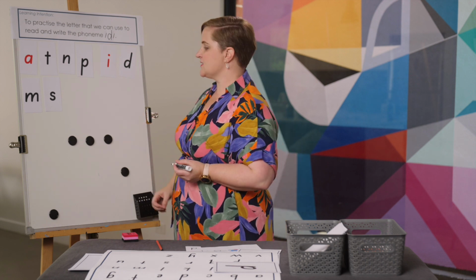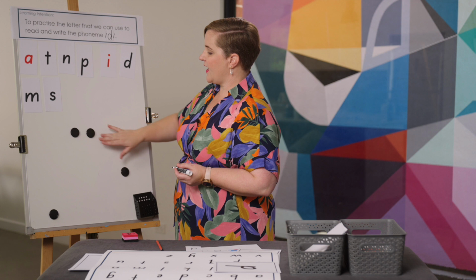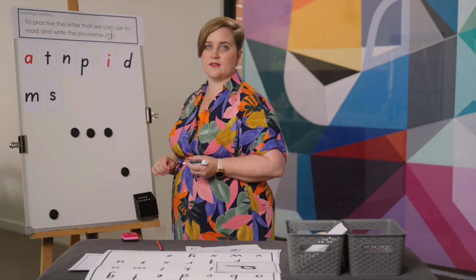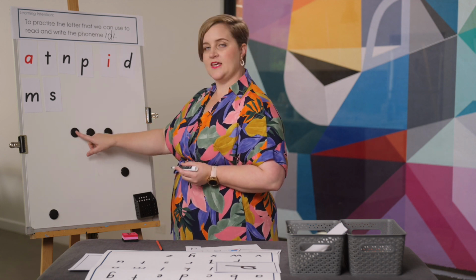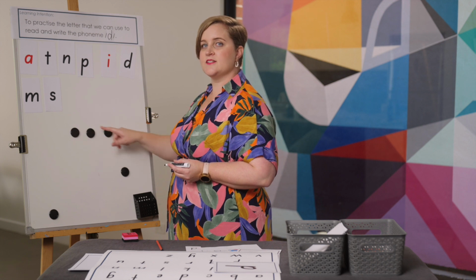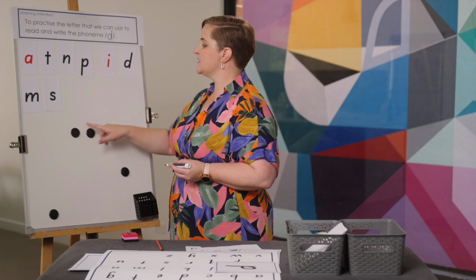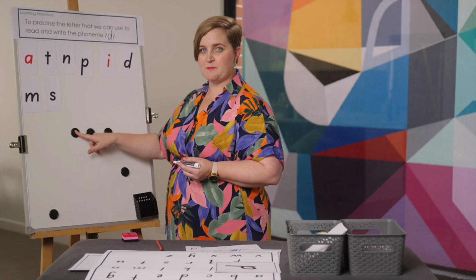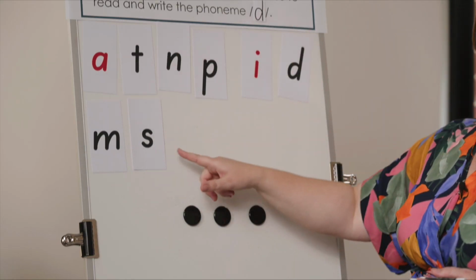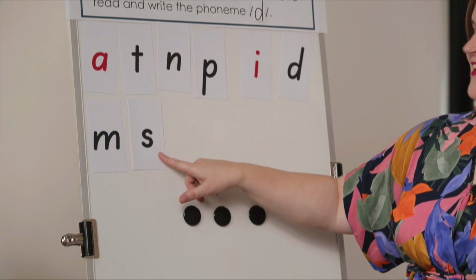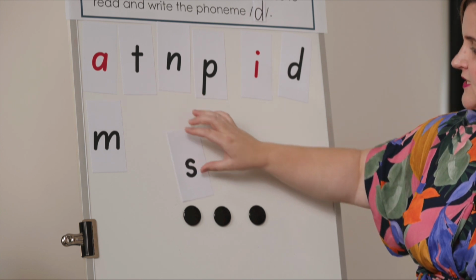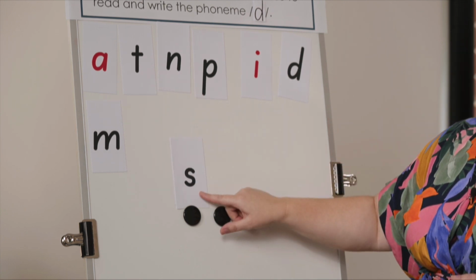Sad. Let's tap it out. S-ad. Sad. What sound do you hear here? S-ad. S-ad. That's right, the S phoneme. Which letter do we use to write S? Yes, it's the letter S. Bring it down and say S.